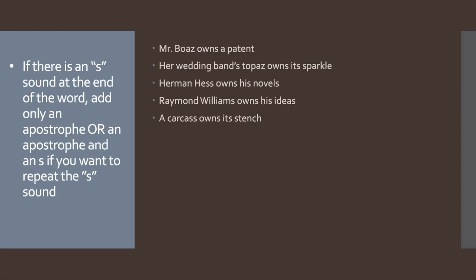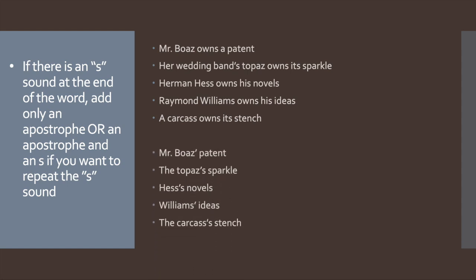Here are some other examples of my Raymond Williams example, right? So if Mr. Boaz owns a patent, how are we going to write Mr. Boaz' patent? Maybe we'll write Mr. Boaz's patent, but I'm inclined to pronounce it Mr. Boaz' patent. The lady has a wedding band and it's got a topaz in it, and that topaz possesses its sparkle. So how do we write the topaz's sparkle or the topaz' sparkle? So it's got that S sound at the end. Hermann Hesse has written his novels, right? So how do we say Hesse's novels? Raymond Williams owns his ideas, so Williams' ideas or Williams's ideas. And a carcass owns its stench. So how do we talk about the carcass's stench?